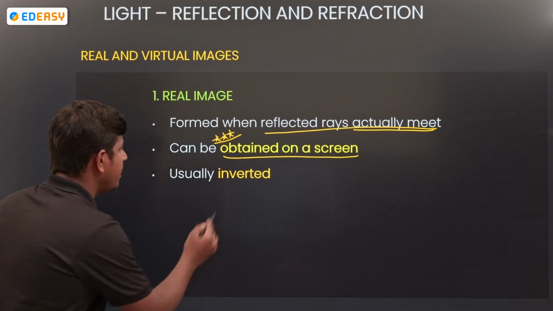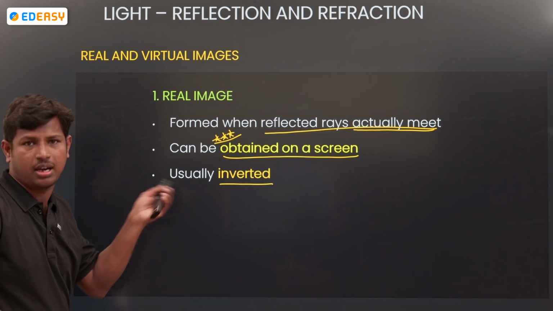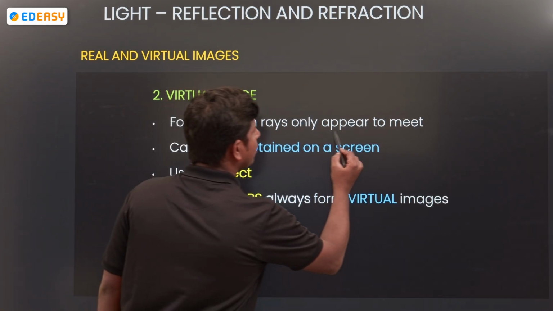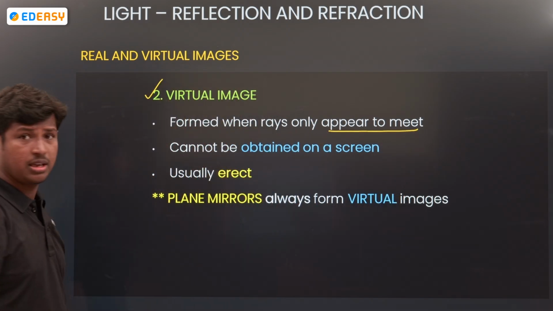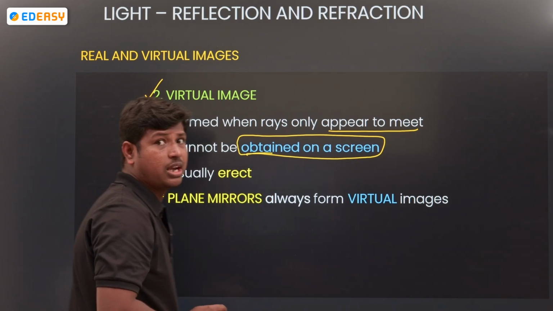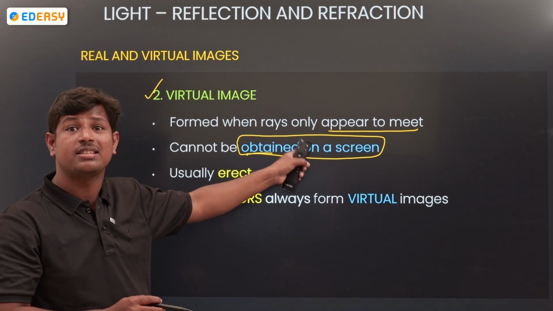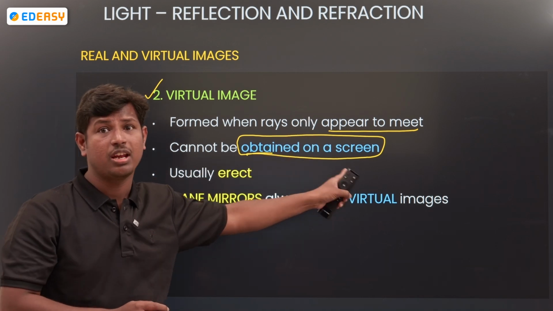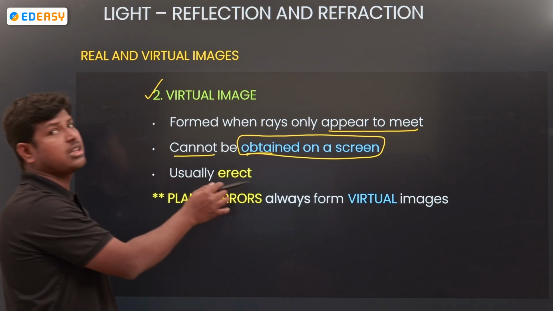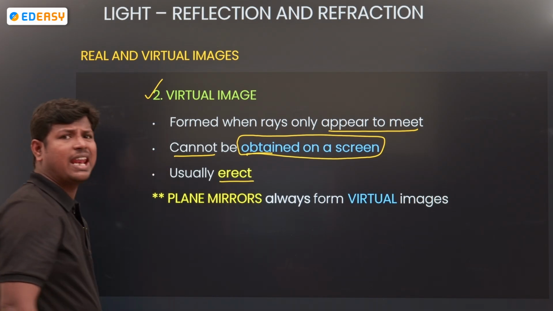Okay. And the real image is usually inverted. The virtual image is erect. A virtual image appears to meet at a point. A virtual image cannot be obtained on a screen. Remember the point, it's very important. This point will decide whether it is real or virtual. Obtained on a screen, real. Cannot be obtained on a screen, virtual. Virtual image is erect only.